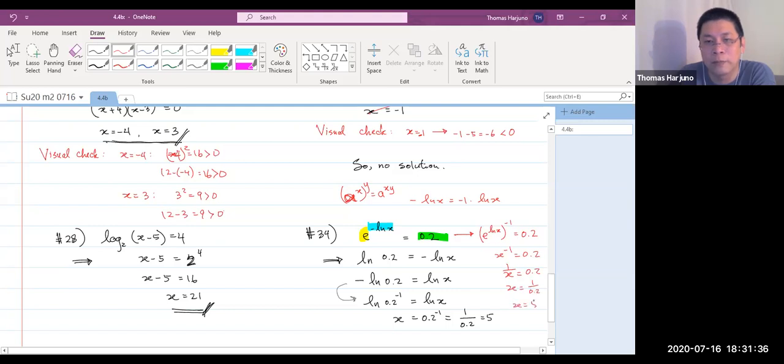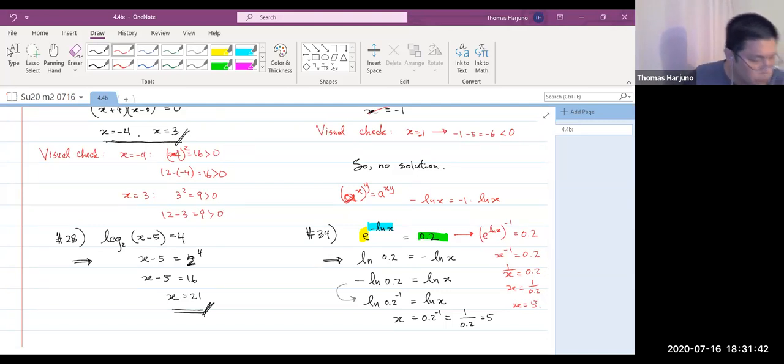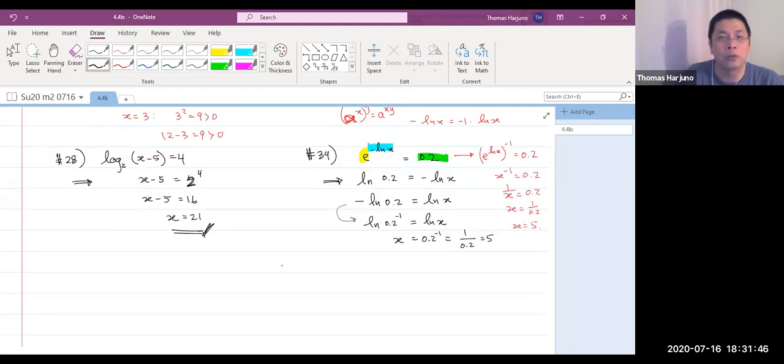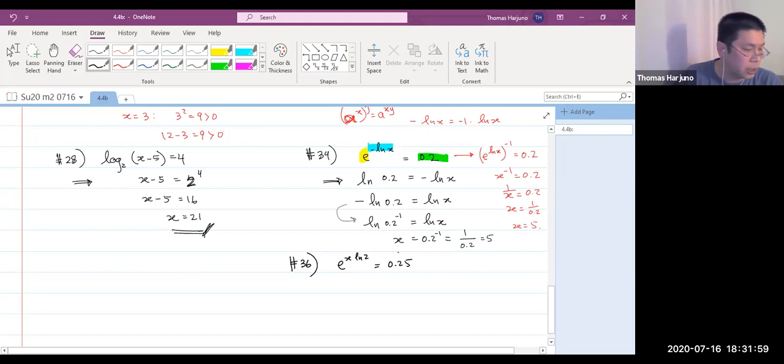That's equal to 5. Okay, I think that's a better solution this time. Now, using the same trick, I believe we can apply that to number 36. The trick is very similar. e to the x ln 2 equals 0.25. Okay, I will rewrite it this way.